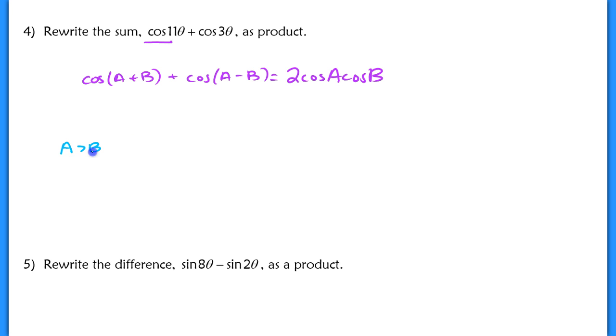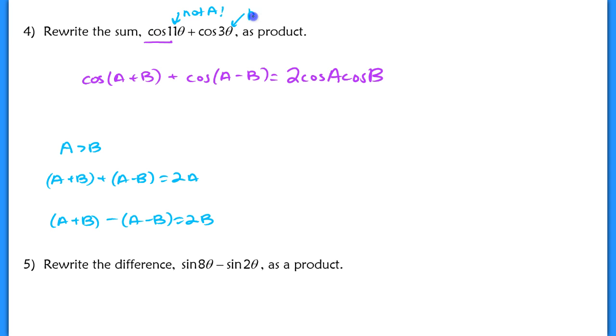If A is larger than B, then the sum of A plus B and A minus B is going to equal 2A. And the difference of A plus B and A minus B should equal 2B. Okay, so we have to apply those notes here in order to actually find our A and B values. Okay, so again, this is not A, and this is not B. So let's find what A and B are so that we can rewrite this here as a product.